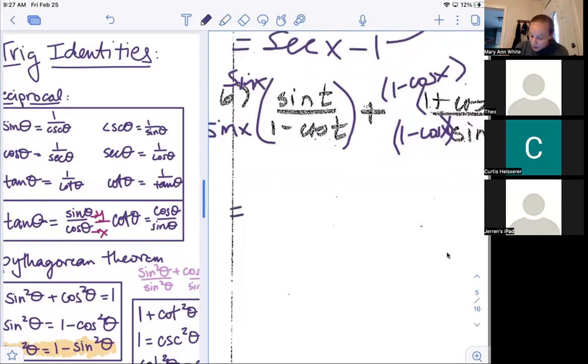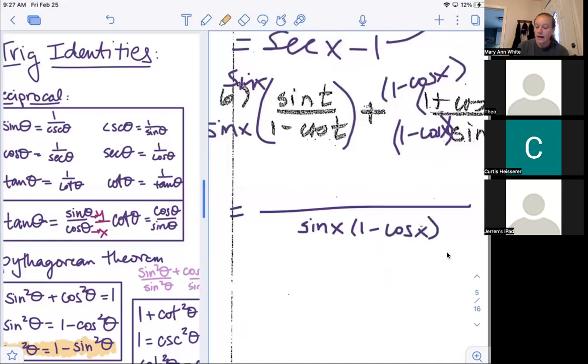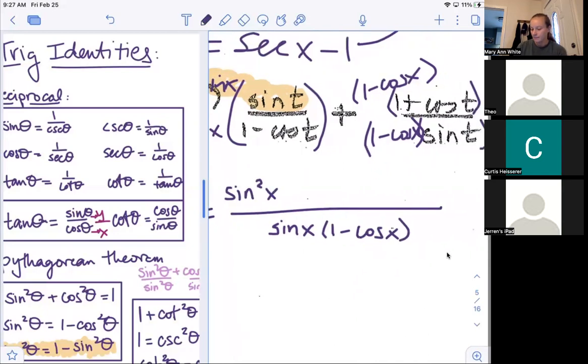I am, though, in this one step going to combine them all into one big fraction because I just got like denominators for this sole reason. And so I'm just going to combine them all together. I am going to distribute on top. So sine x times sine x is going to be sine squared x. And I am going to multiply 1 minus cosine x times 1 plus cosine x together. And when I get that, I'm going to get 1 minus cosine squared x.